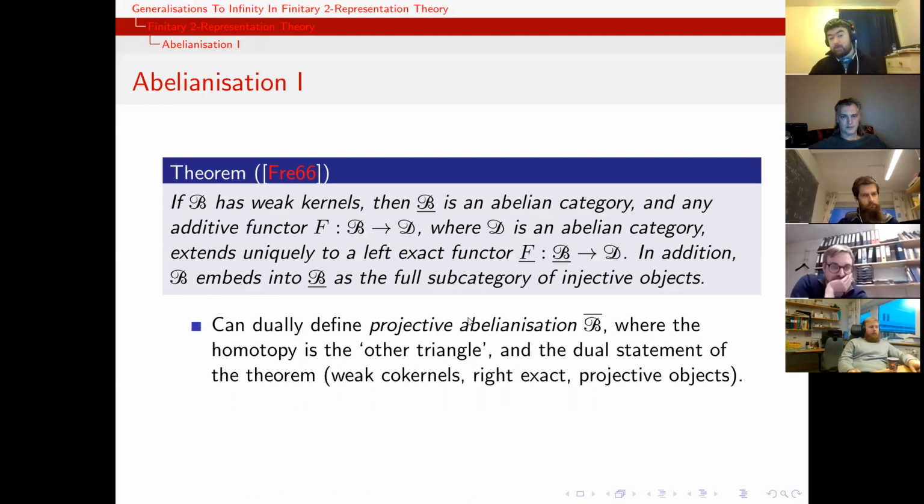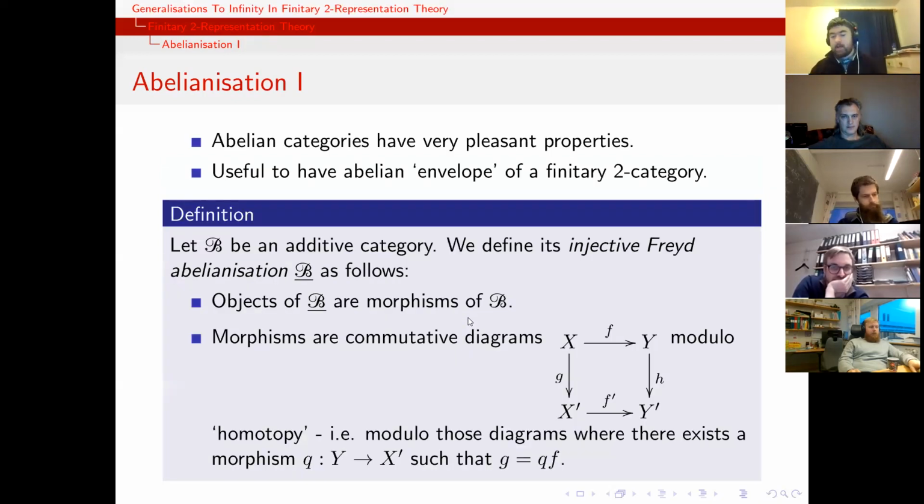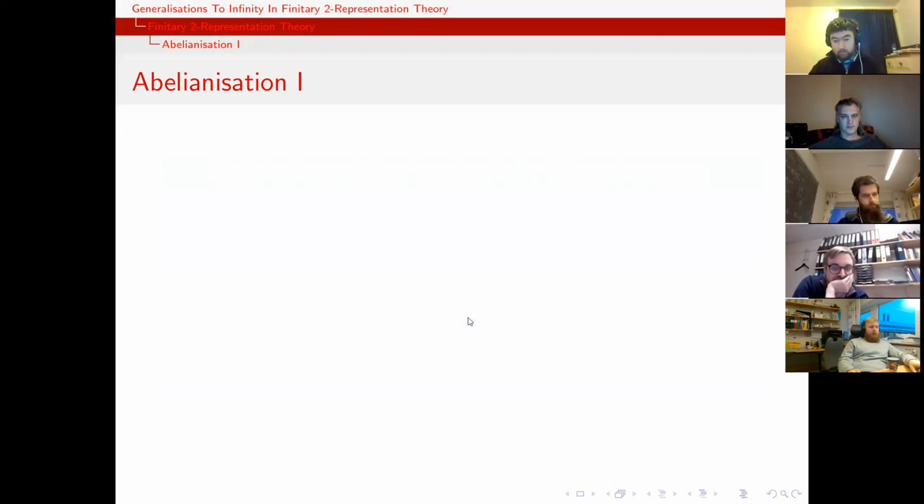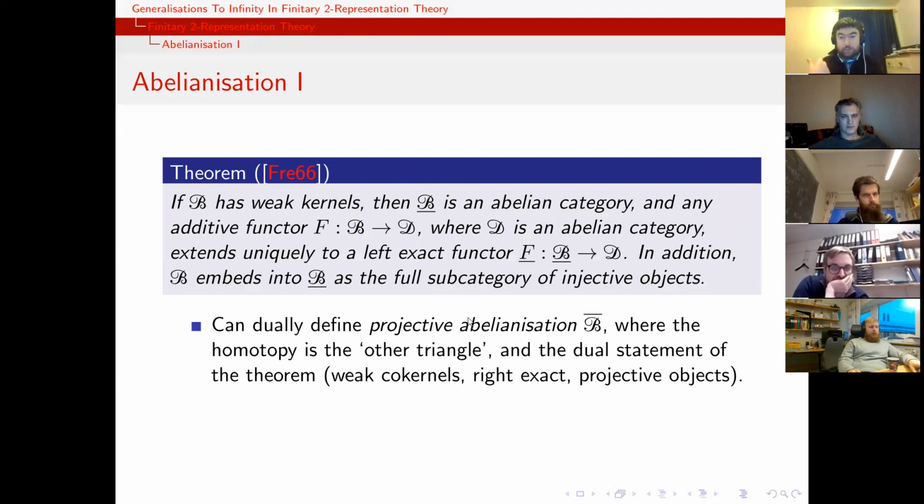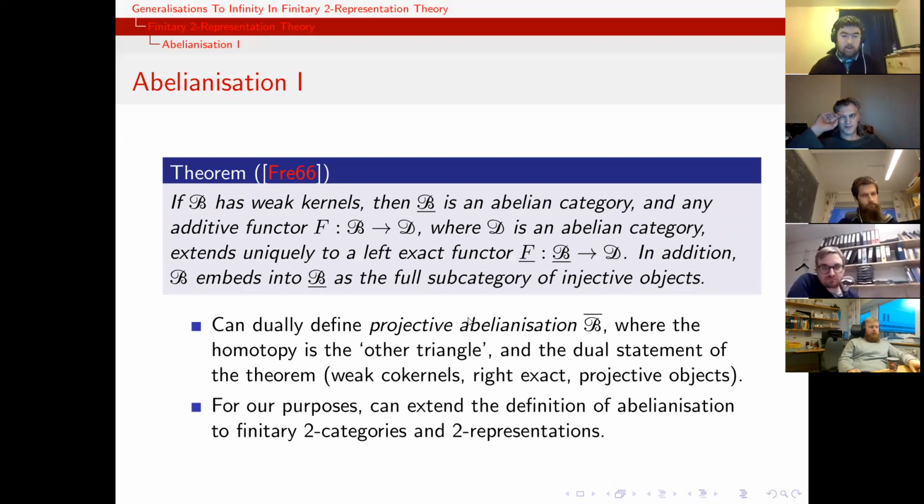And we can dually define the projective abelianization, B overline, where the homotopy is the other triangle, so to speak. So popping back here, rather than the top left triangle, it would be the bottom right triangle. And then we have the dual statement of this theorem. So you need weak cokernels, we have a unique right exact extension, and it embeds as the full subcategory of projective objects.